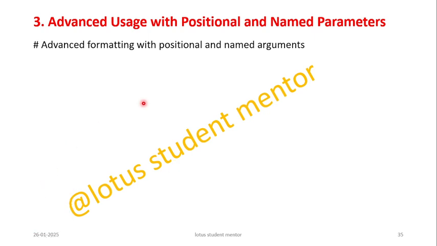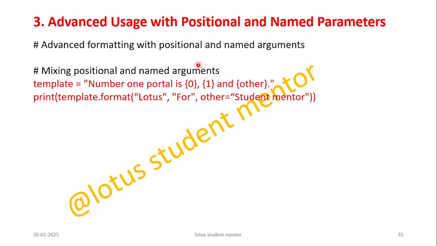In this session we are going to study output formatting in Python, part 3. Here we are going to study advanced usage with positional and named parameters. What is the meaning here? Advanced usage, positional and named parameters. We are going to use two things: one is positional, and another one is named arguments. What is mixing positional and named arguments?